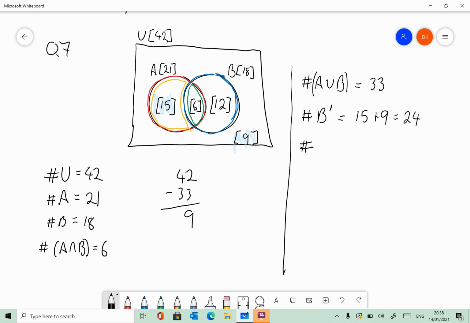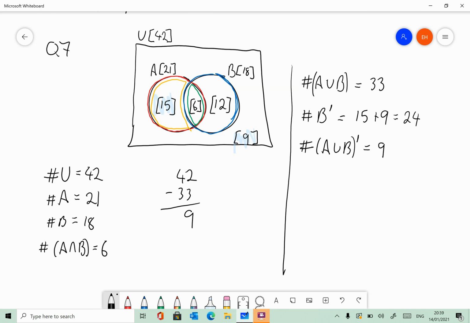And then the size of A union B complement. So that's everything that's not in A union B. So A union B is everything that's inside the circles. So it's basically everything that's outside the circles. So that's just 9. So that's question 7 done. So you guys, by the logic that they get harder and harder and harder, if you understand question 7, you should be able to give 4, 5, and 6 a fair go.